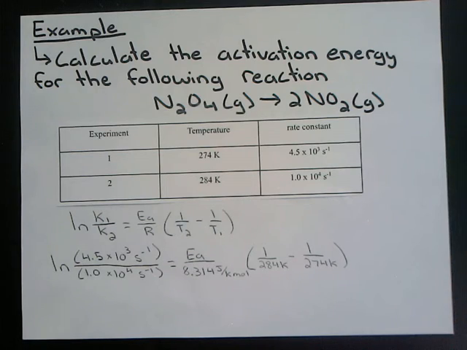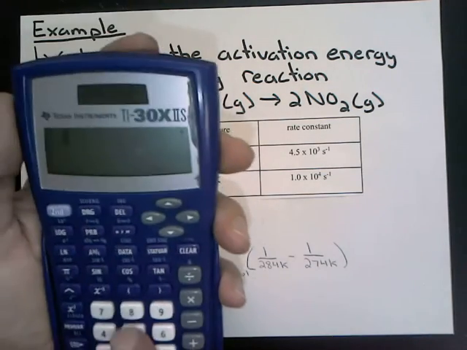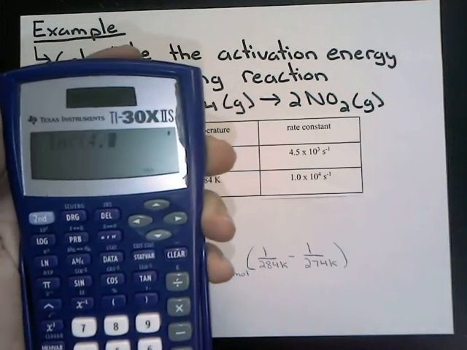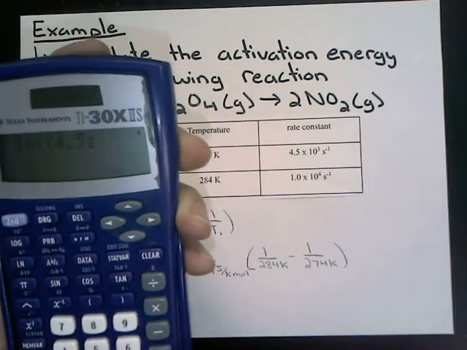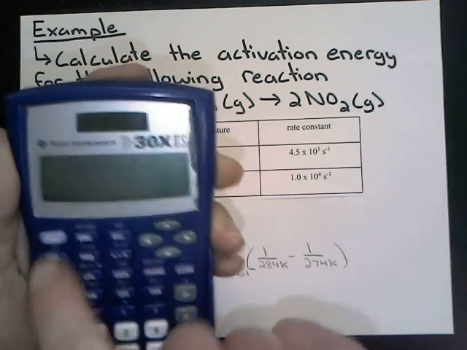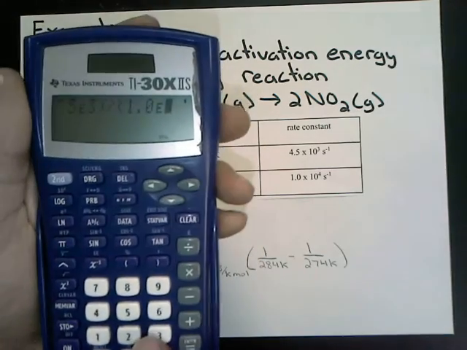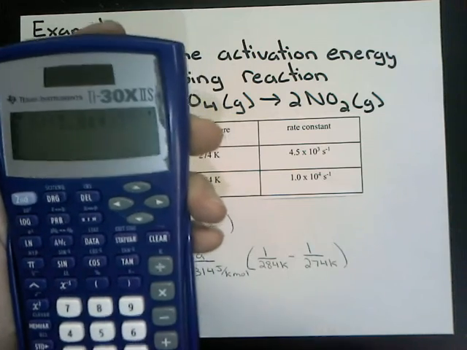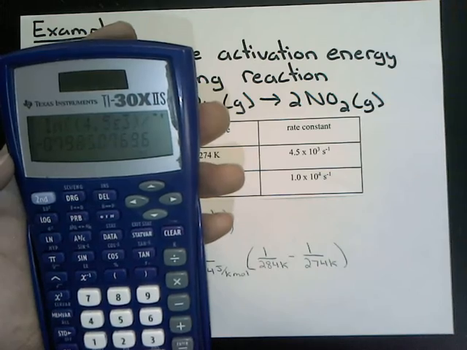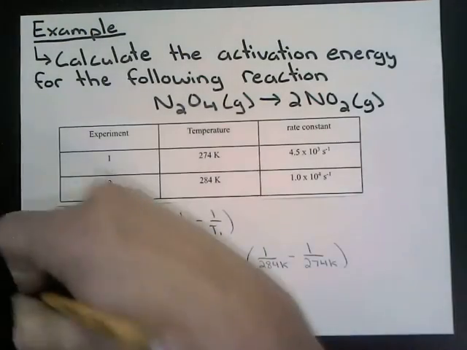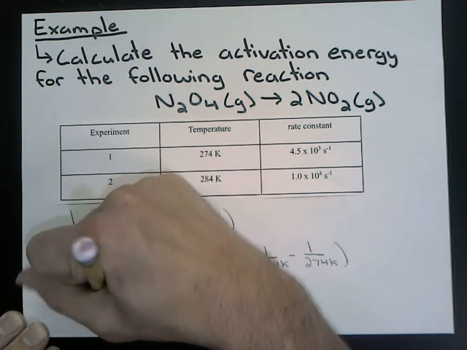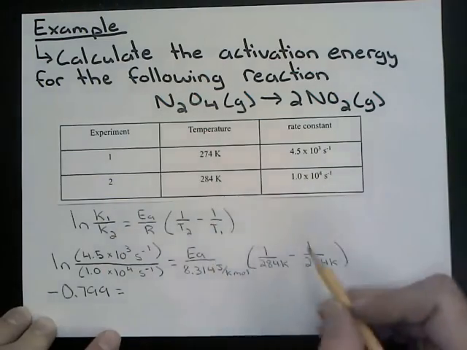So what I'm going to do first, I'm going to take care of this natural log business. I'm going to hit natural log, another set of parentheses, so 4.5 times 10 to the third divided by another set of parentheses, 1.0 times 10 to the fourth, close both parentheses. I get a value of negative 0.799. Okay, so negative 0.799 is equal to our business here.